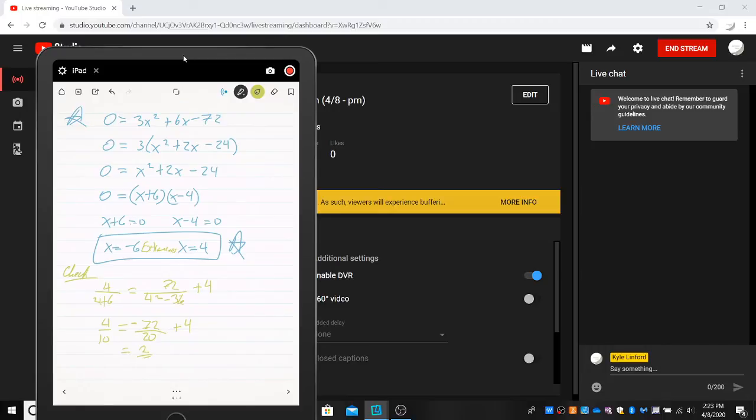So I have 2/5 on the right-hand side, and on the left-hand side, 4 over 10 also simplifies to 2/5. So it works. 4, in fact, is a solution to this rational equation. Remember, 4 and -6 were solutions to the quadratic, but we're checking to see if they're solutions to the rational.